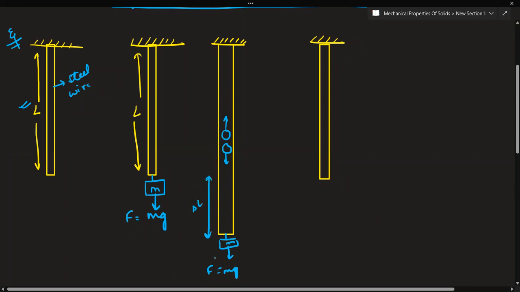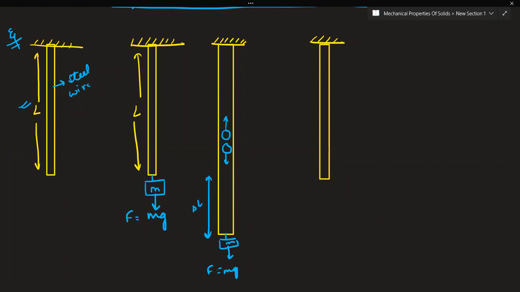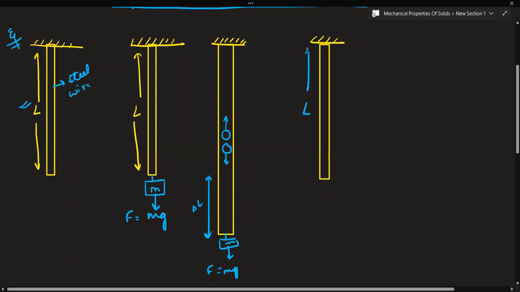Now what I have observed, I have removed this mass. After removing this mass, the wire's length is again back to L, and L was its original length. So these kind of forces which produce change in the configuration. The configuration can be anything. It can be change in shape, it can be change in volume, it can be change in length. So in this example, on application of this deforming force, there was a change in length, right?